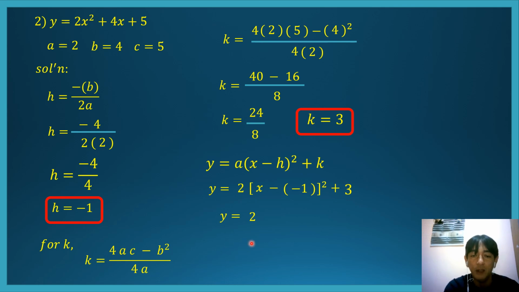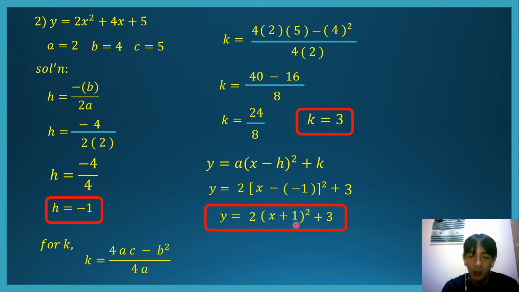So, y now will be 2 times the quantity of x. So, this will become positive na kasi negative times negative will give us positive. So, again, y is equal to 2 times the quantity of x plus 1, quantity squared plus 3. So, eto na ngayon yung ating vertex form. So, kaya naging positive yan kasi ang h natin ay negative.